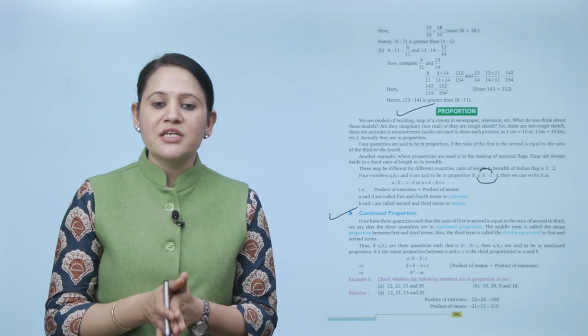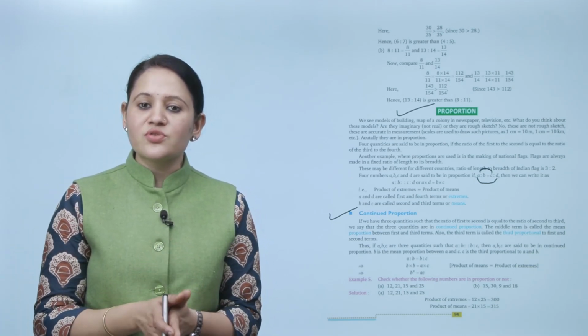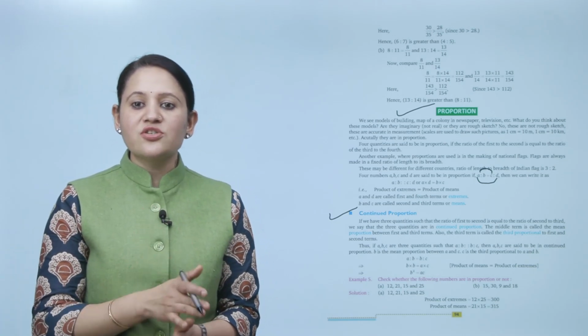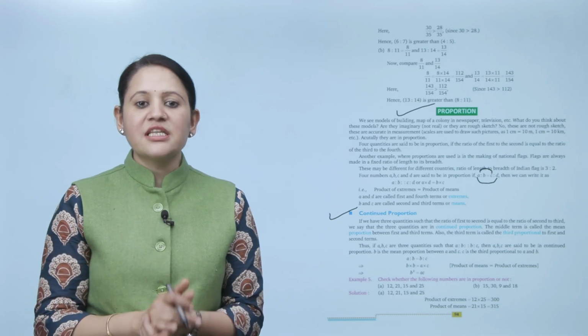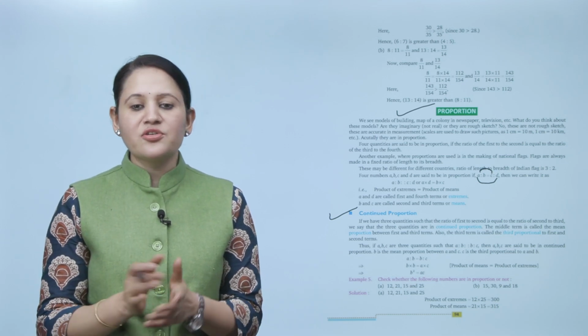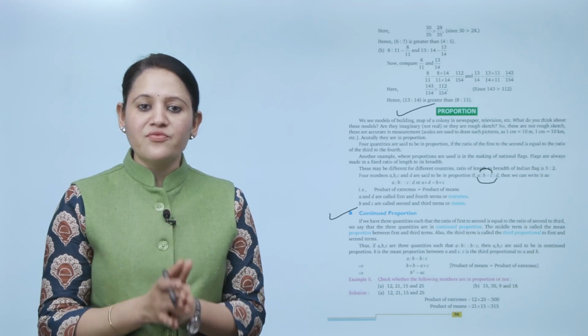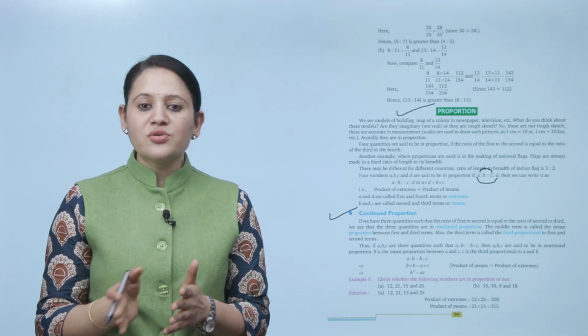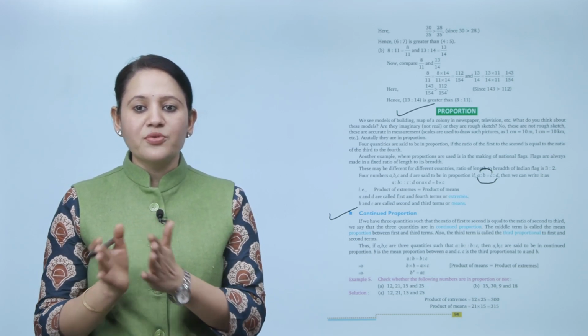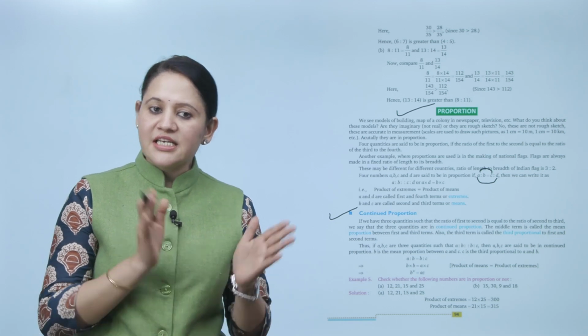If we have three quantities such that the ratio of the first to second is equal to the ratio of second to third, we say that the three quantities are in continued proportion. The middle term is called the mean proportion between first and the third term. Also, the third term is called the third proportion to first and the second term.